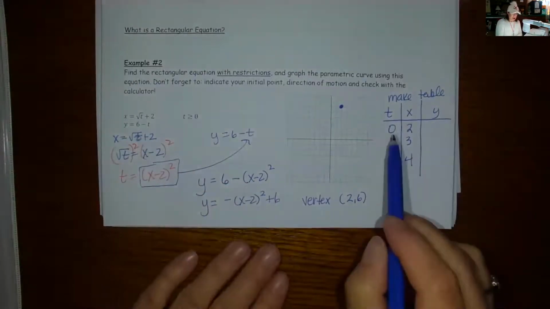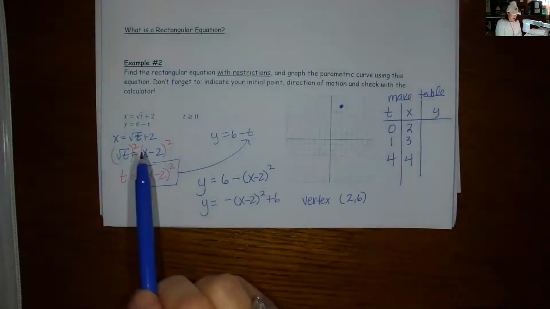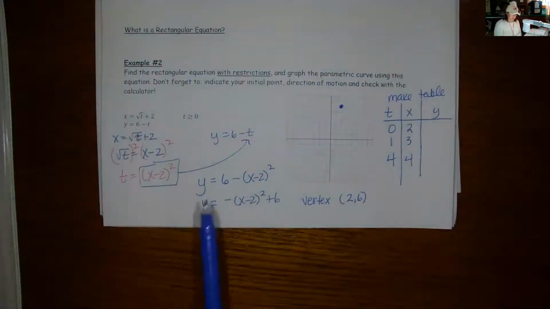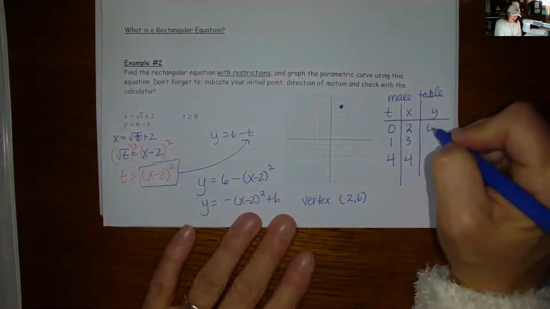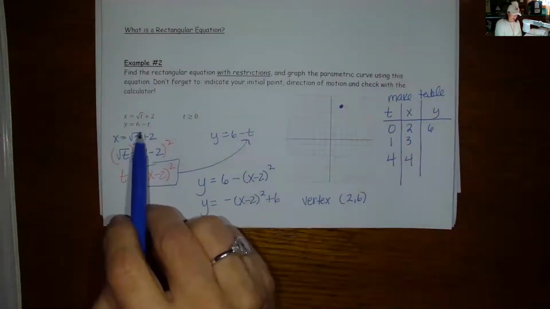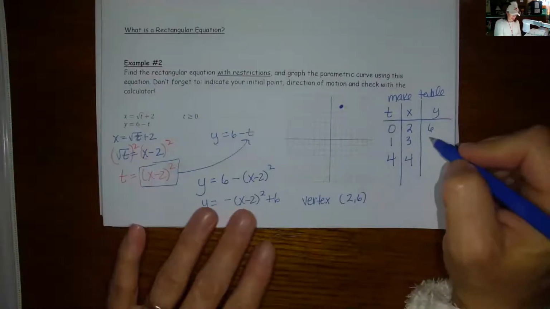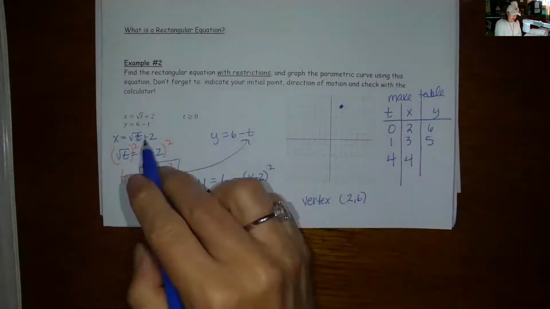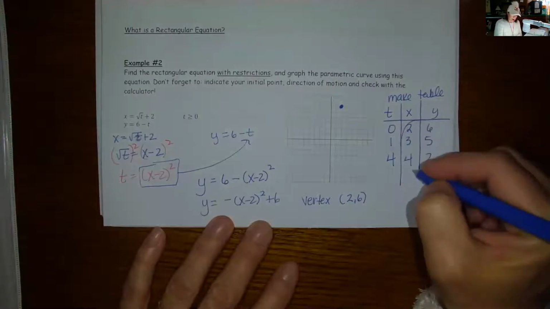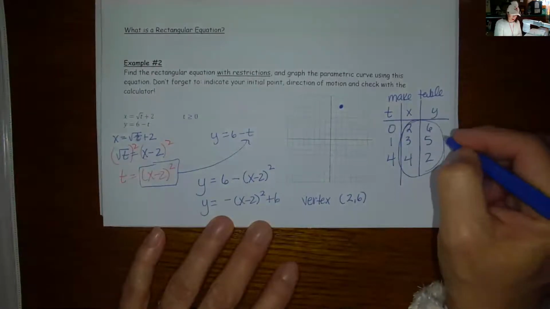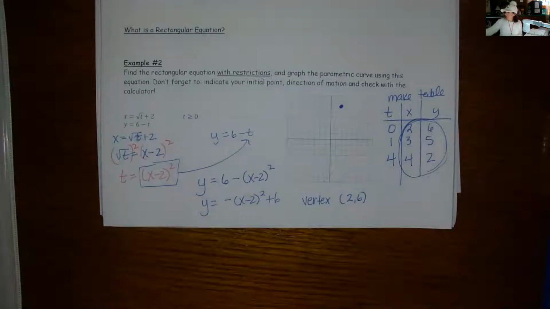Okay, now let's take these same t's and plug them into y and see what we get. What is 6 minus 0? What is 6 minus 1? 6 minus 4. Now do I have x, y points that I can graph? And what do you notice about what you told me from prior knowledge?